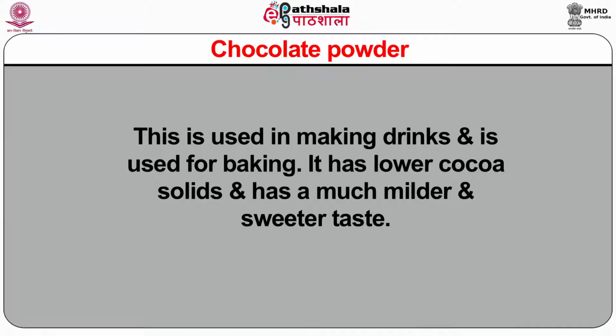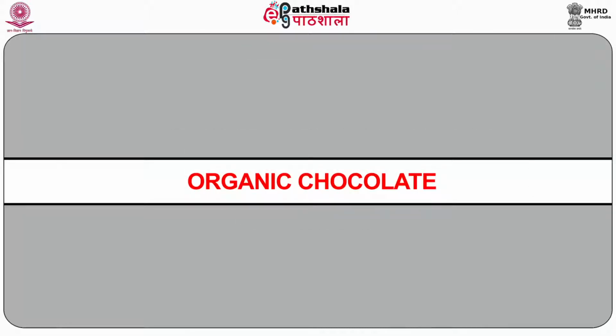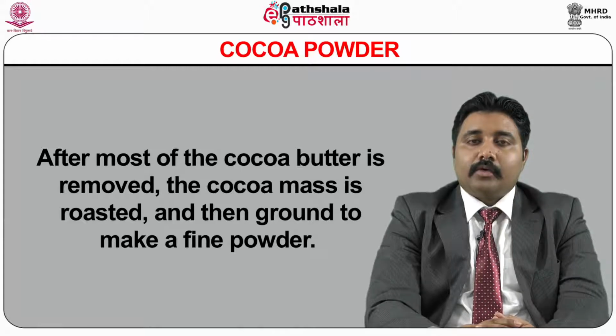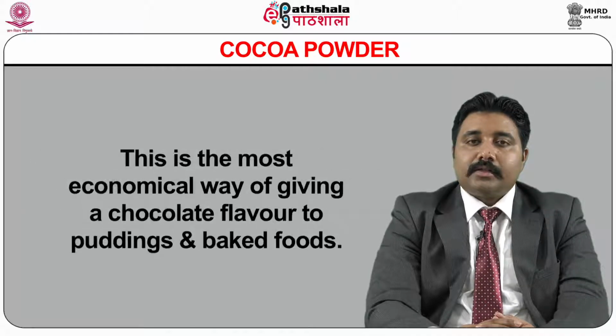Chocolate powder: this is used in making drinks and is used for baking. It has lower cocoa solids and has a much milder and sweeter taste. Organic chocolate: more expensive than other chocolates, it is high in cocoa solids. The crops are produced without pesticides and with consideration for the environment. Cocoa powder: after most of the cocoa butter is removed, the cocoa mass is roasted and then ground to make a fine powder. This is the most economical way of giving a chocolate flavor to puddings and baked foods.